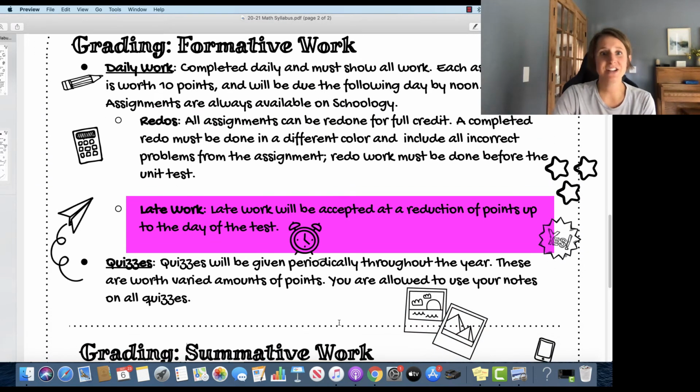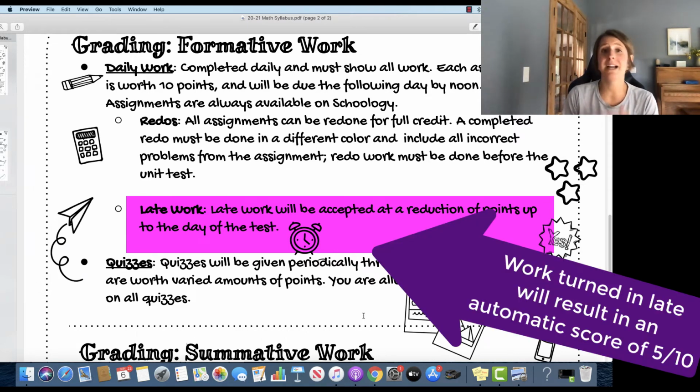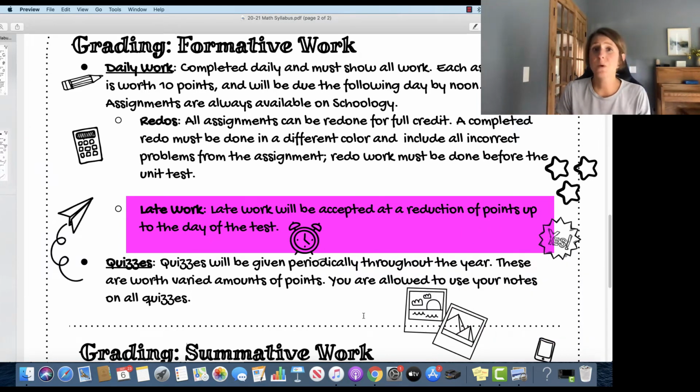Late work. The same as last year, late work will be accepted at a reduction of points up to the day of the test. So if your assignment is not in by noon the next day, it's considered late and it'll automatically be a 5 out of 10. That is what we did when we were in 6th grade math, and we're going to continue with that here in 7th grade math. You're going to lose half of your points for late work.